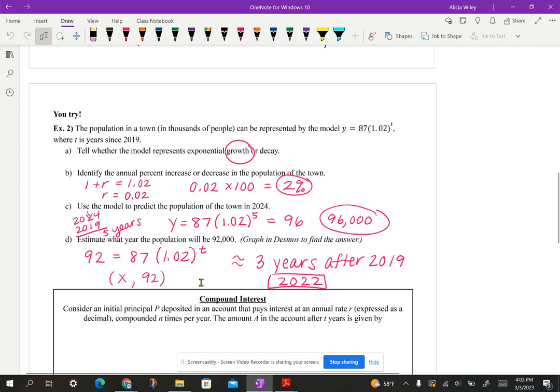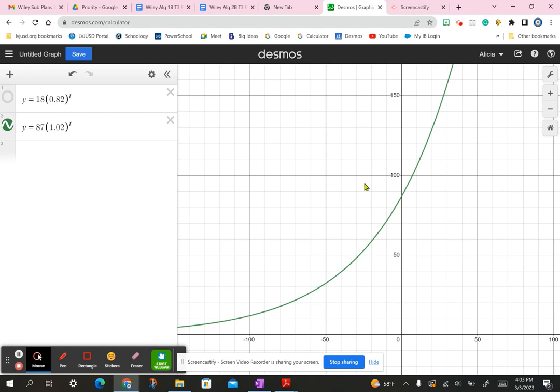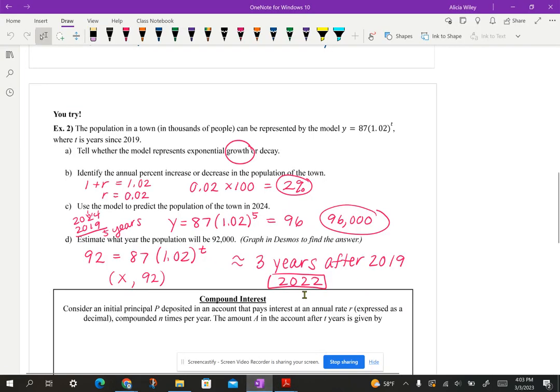I did want to specifically look at D because with D, they ask you to estimate what year the population will be 92,000. So if you just said 3 years, what you were looking at on your graph is when the y value hit 92 on the graph. So if you go to Desmos and you look where that y value is 92, that's over here somewhere, you'll see it's about 3 years. So the answer isn't 3 years. The answer is 3 years after 2019. So that would be the year of 2022.